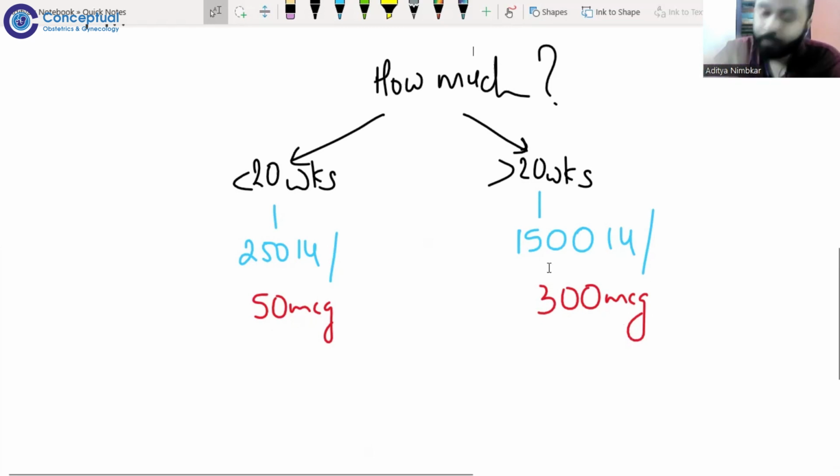If we are going to detail in a little more, which we have done on our app Conceptual OBG, the actual dose on how much should be given over this dose is calculated by the KB, the Kleihauer-Betke test, which tells how much of fetal-maternal hemorrhage has occurred. That's a very lengthy discussion on how we calculate it, how we test, how much fetal-maternal hemorrhage has occurred. That is something that we have discussed on the application, and you will find us talking about this there.